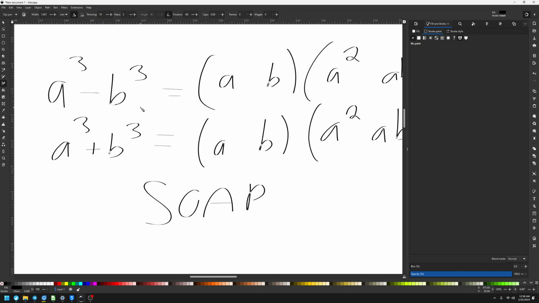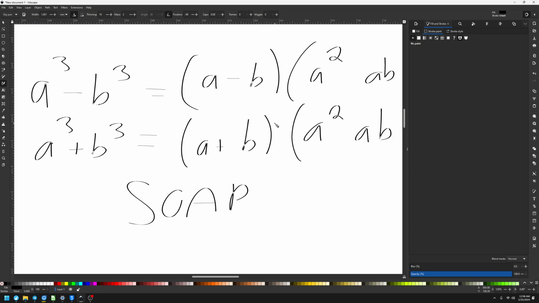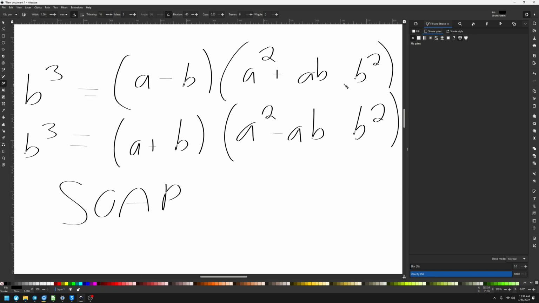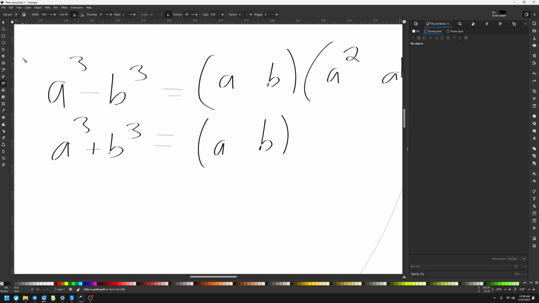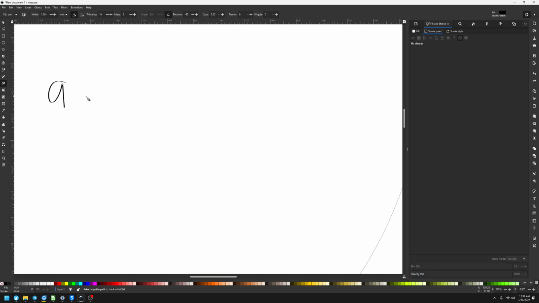So for A cubed minus B cubed, we're going to start out with the same sign. So A minus B. And for A cubed plus B cubed, we're going to put A plus B. And now that we move on to the O, that's the opposite sign. So what's the opposite of negative? It's going to be positive. What's the opposite of plus? It's going to be a negative. Okay? And the AP is always positive, so this last term is always going to be positive. Okay? And that's how you can learn and memorize the difference and sum of cubes. Okay? Let's start using those.